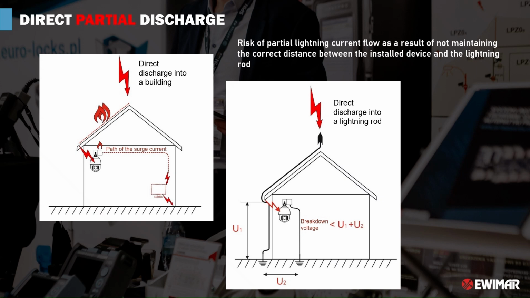Partial discharge occurs when the main lightning current is not directed to a particular installation, but a spark jumps to that installation as a result of high voltage. Then, part of the lightning current is divided and flows through a section of that installation. The magnitude of the partial lightning current is unpredictable because it is the result of many different factors.